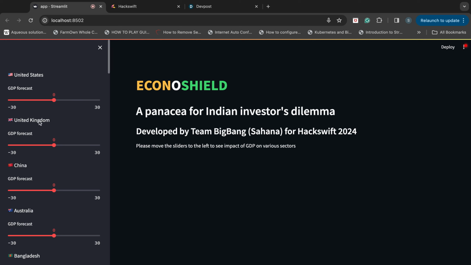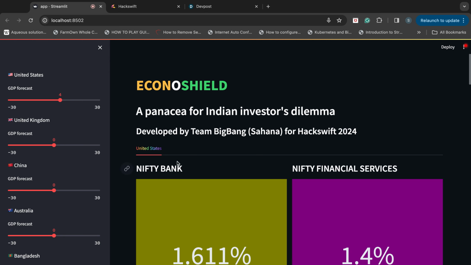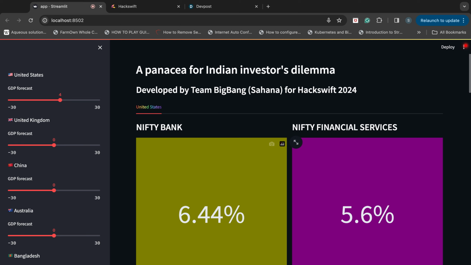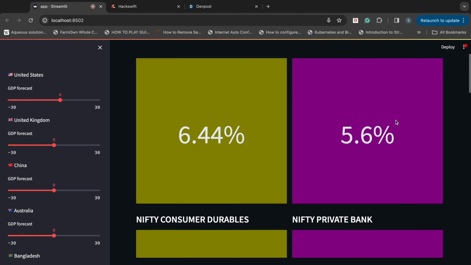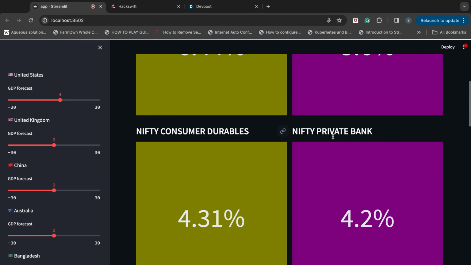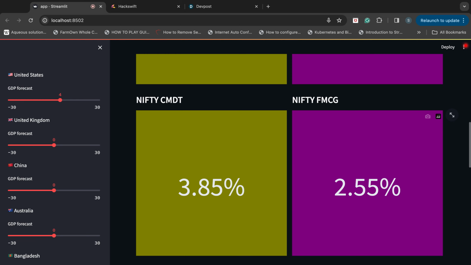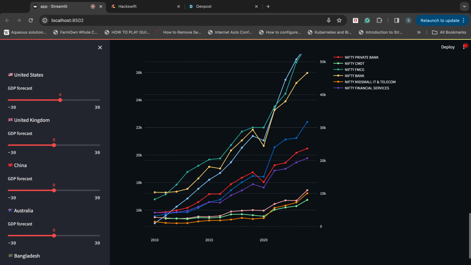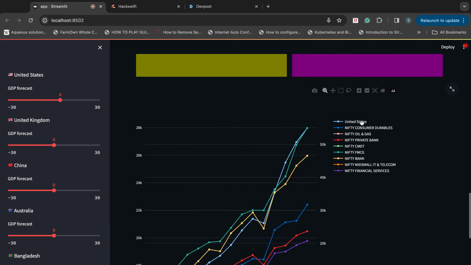So we see that United States, United Kingdom, and China are the three major trade partners of India. So we'll first see what happens if GDP of US changes by 4%. We see that a tab United States is automatically created here. So when US GDP changes, banks, financial services, consumer durables, private banks, and other such similar sectors are affected when US GDP changes by 4%.